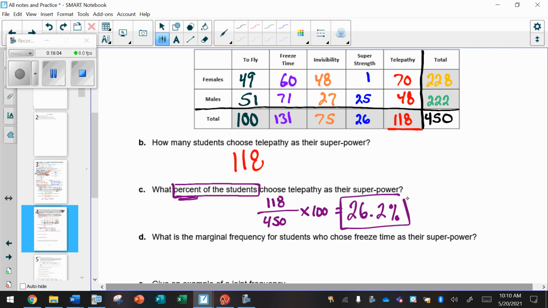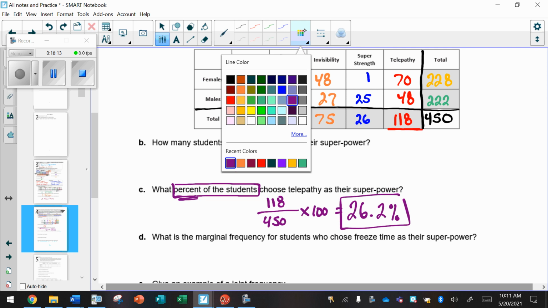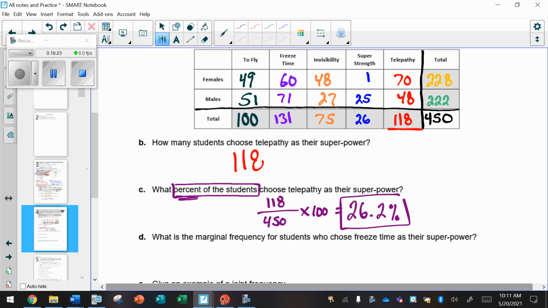All right, part D. What is the marginal frequency for students who chose freeze time as their superpower? Marginal frequency for freeze time means, hey, how many students total picked freeze time as their favorite superpower? Well, freeze time has a total of 131.